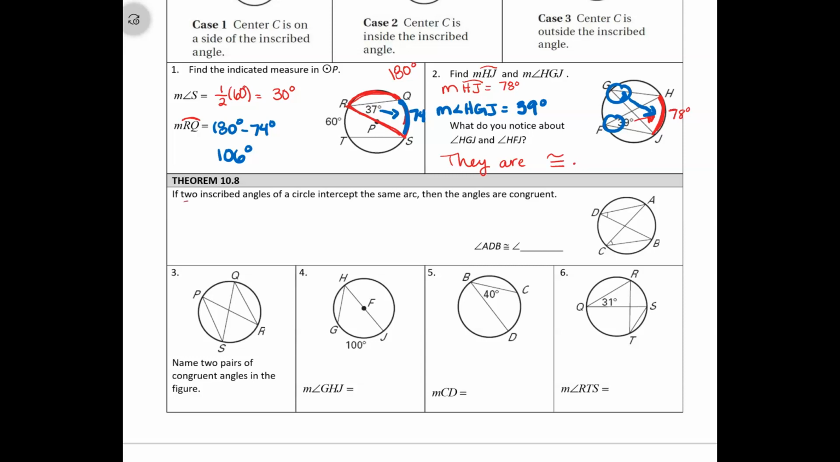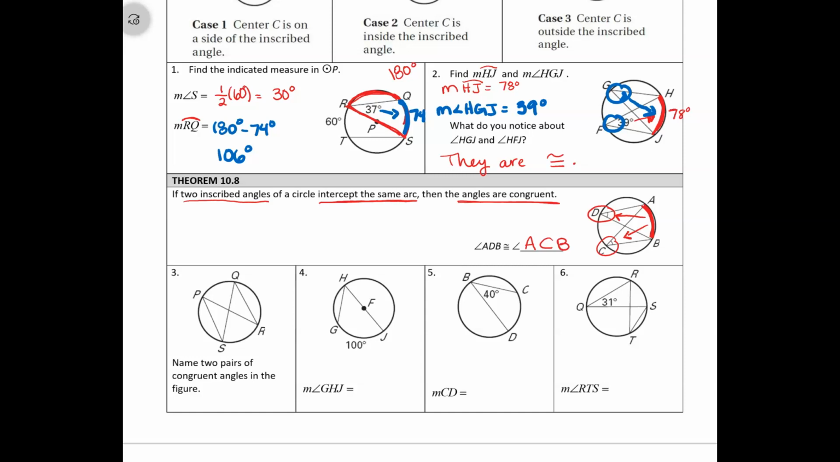It says if two inscribed angles of a circle intercept the same arc, then the angles are congruent. I want you to look at this picture right here. We have arc AB, and we have this angle here, and we have this angle here. They are said to be intercepting the same arc. Therefore, they are congruent. So ADB is going to be congruent to ACB.